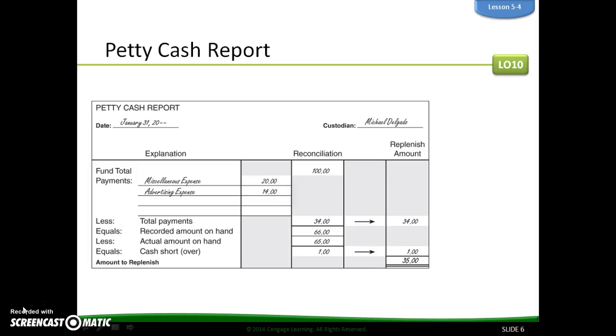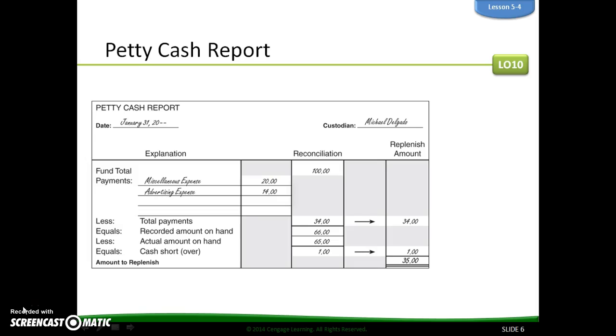So on the report, what you would be looking at is something that shows all of the activity that happened in the account. You can see we started out with $100. We paid 2 expenses out of there. One was a miscellaneous, one was for advertising. So we have receipts, those petty cash slips, for $34. The amount that we think we should have is $66. But when we count the actual money we have, we only have $65, which means we're $1 short.